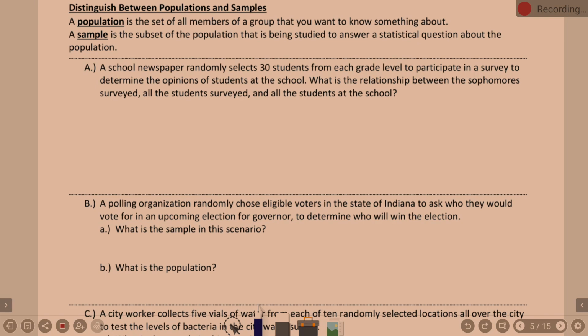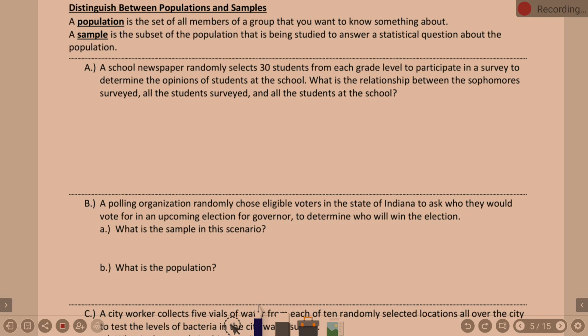But population is the set of all members of a group that you want to know something about. So that is your bigger group. Whereas a sample is the subset of the population that's being studied to answer a statistical question about the population. So we talk about taking a sample, that's taking a portion of a bigger group. Like if the population is Tri-Central High School, then a sample could be polling the junior class, or it could be polling Mrs. Sargent's first hour class, or whatever the case might be. So population versus sample. We're going to figure out what's what as we go through these examples.